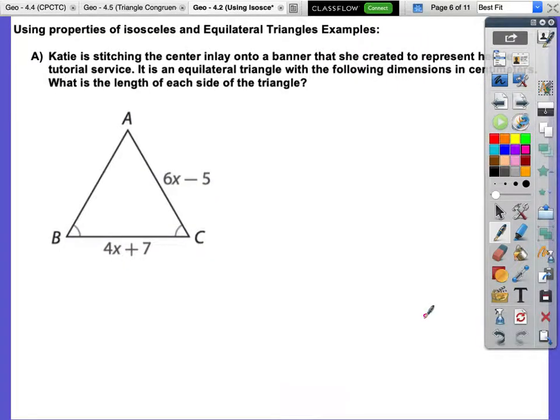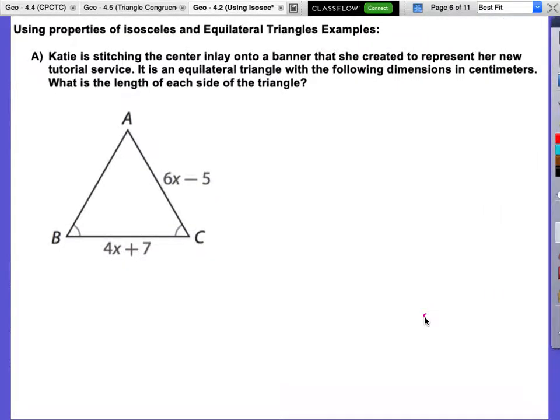Okay, so we're going to use some properties of this, and we're going to do an example over it. Katie is stitching the center inlay onto a banner that she created to represent her new tutorial service. So she's making a banner, she's stitching a center inlay onto it, and it's for her new tutorial service. It's an equilateral triangle with the following dimensions in centimeters. And we need to figure out the length of each side of the triangle.